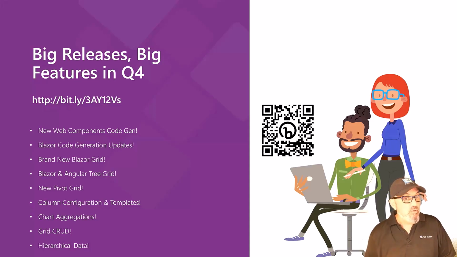But we've got new web components code generation. So the web components is now getting code generated. You have another option in your code generation in App Builder. We've got updated Blazor code gen. Of course, we have that brand new Blazor grid, the most feature-rich, high-performance Blazor grid on the market. It will blow you away if you haven't seen it, with all the theming and everything, all that good stuff. If you haven't seen our What's New 22.2 webinar, make sure you check that out.